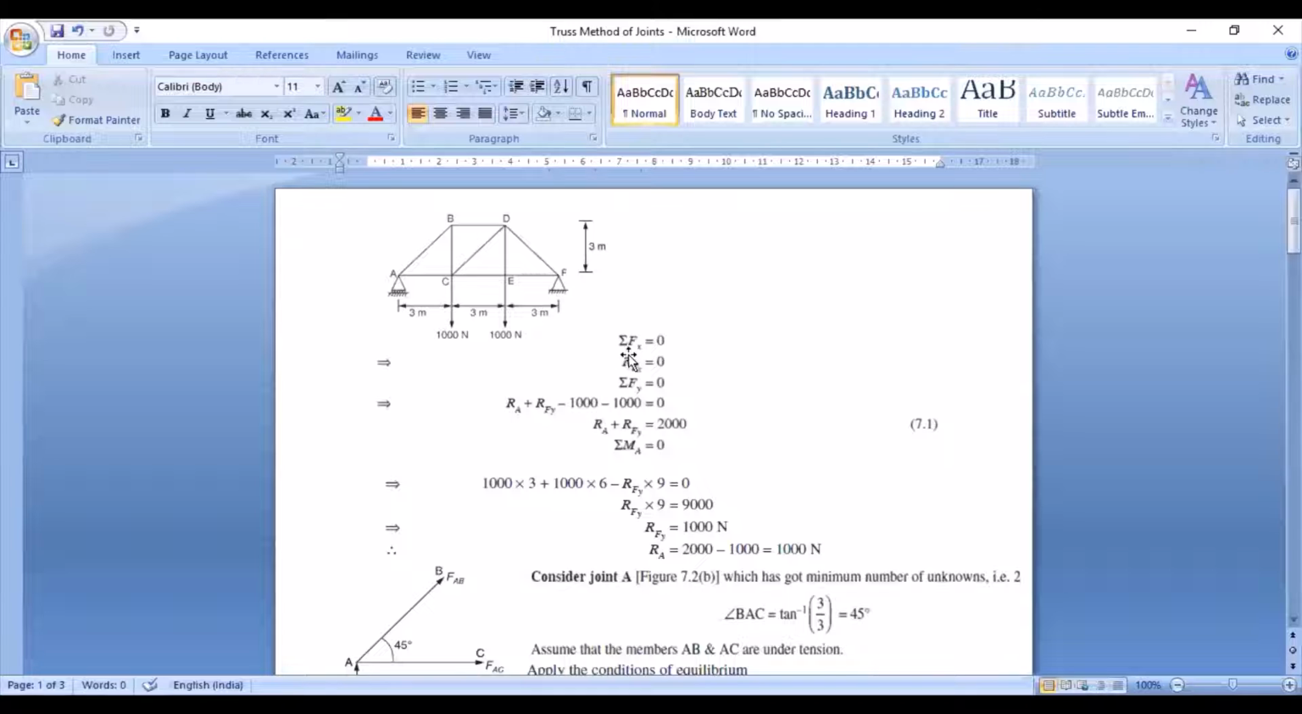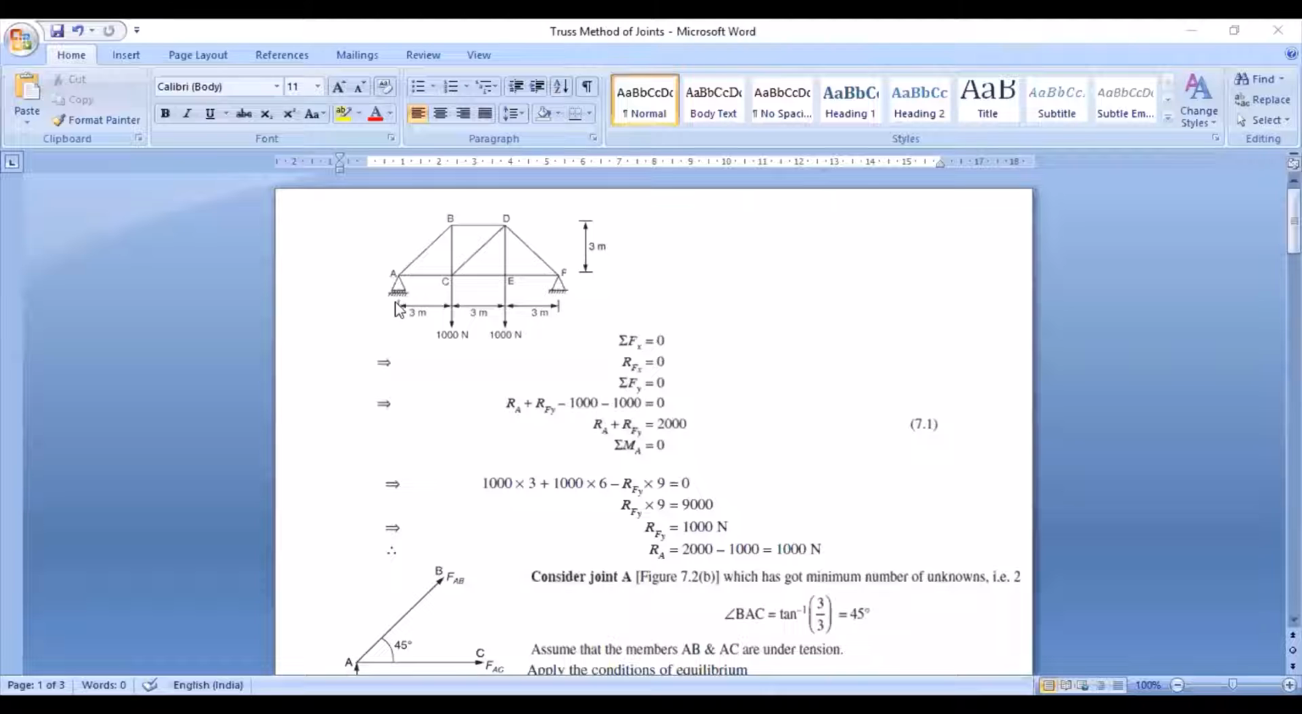So sigma Fx is equal to 0. Since there are no horizontal forces here, the horizontal reaction at F also will be 0. I told you that since there is a hinge, there is a horizontal reaction here, so Rfx is 0. That is, the reaction at F in x direction will be 0.